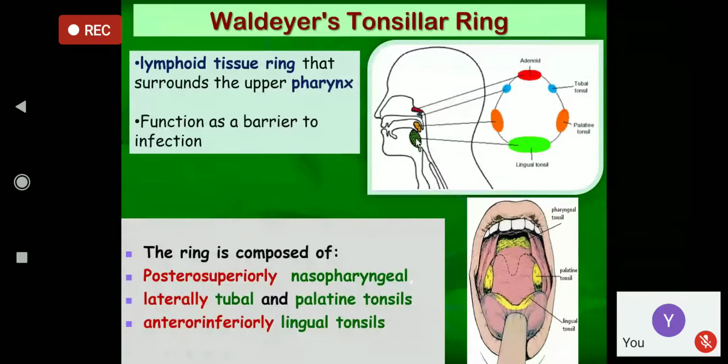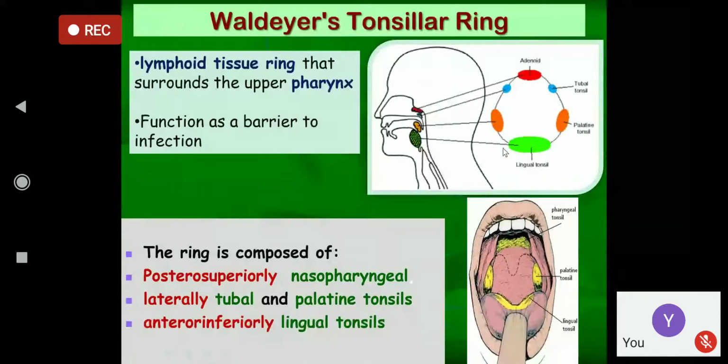So how many tonsils will be there? Superiorly, the nasopharyngeal tonsil is 1. Now the tubal tonsil and palatine tonsil are present in the lateral wall, so we have two on either side. And the lingual tonsil present in the tongue will also be 1. So this will form a ring of lymphoid tissue present around the upper part of the pharynx, and this will act as a barrier to infection. This is known as the tonsillar ring.